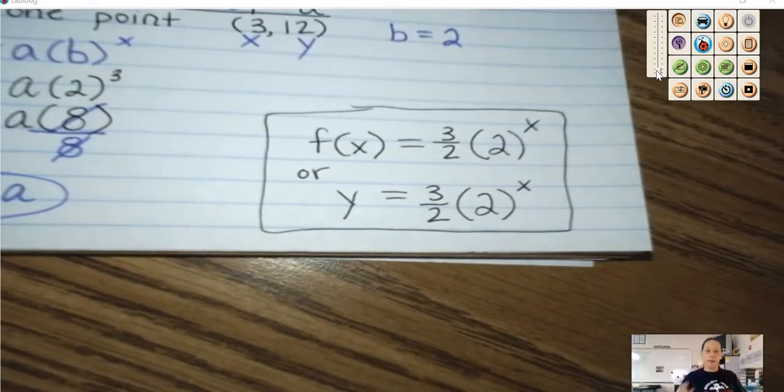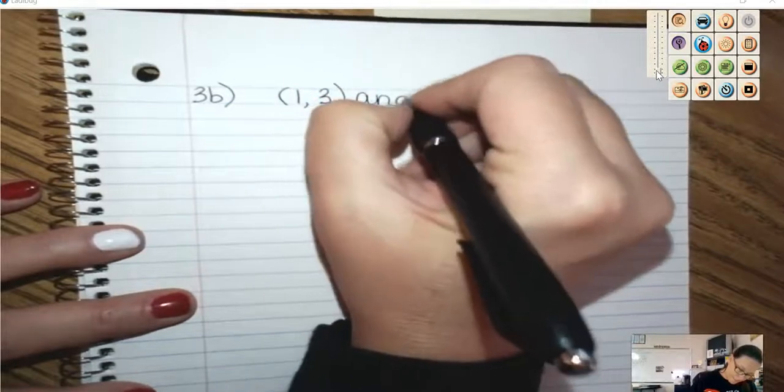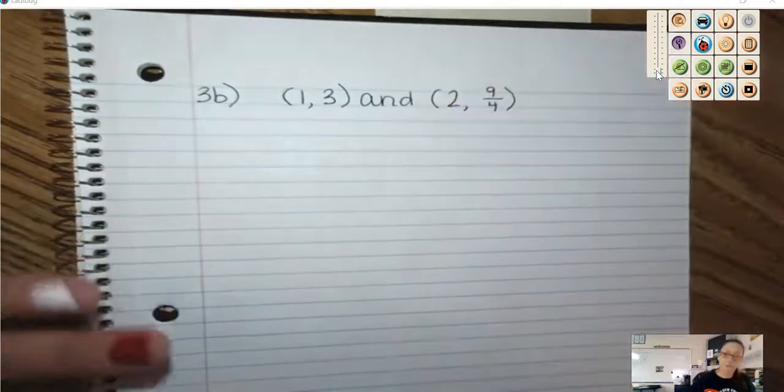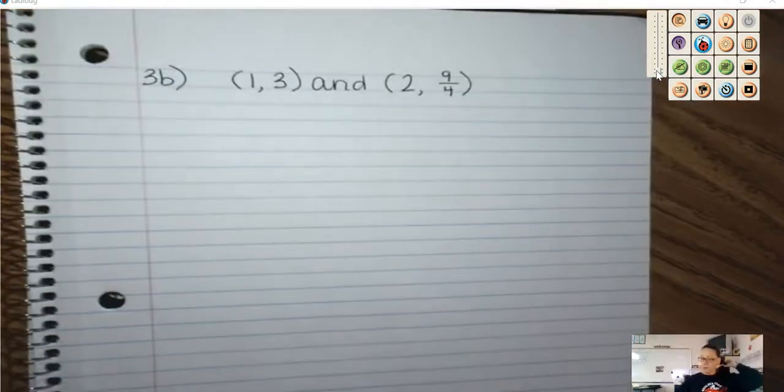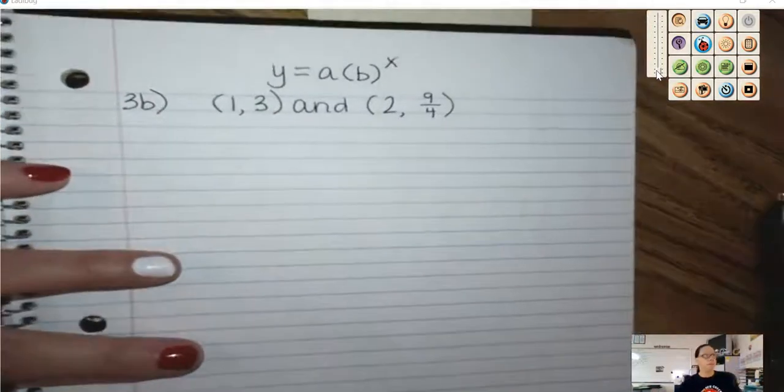Okay, let's try another one like that. This is 3b. I have a line that goes through (1, 3) and (2, 9/4). And I want to write the equation in that format.